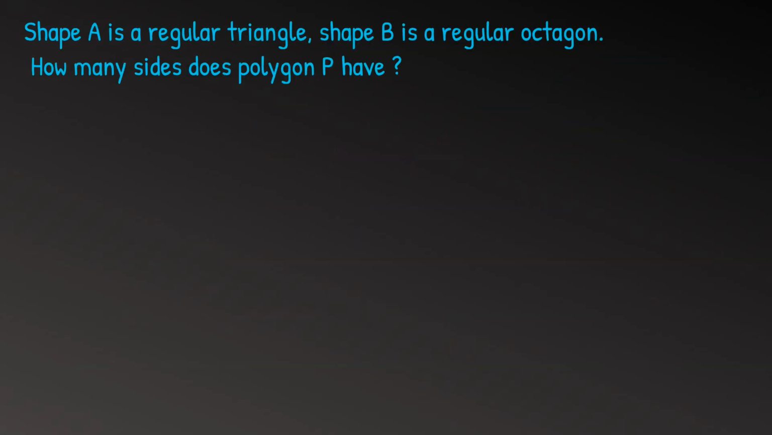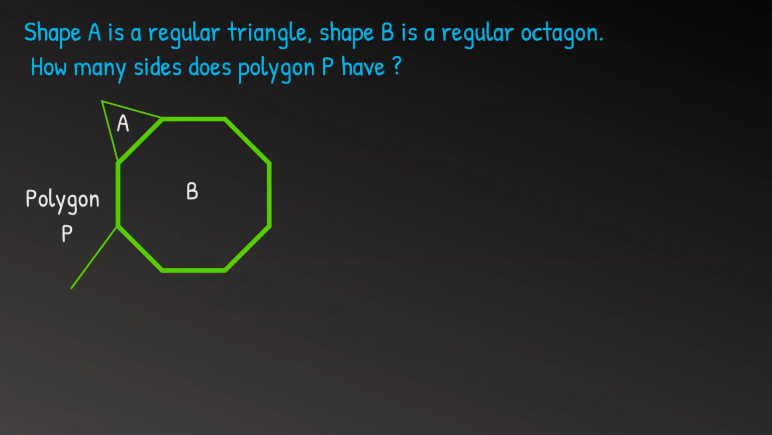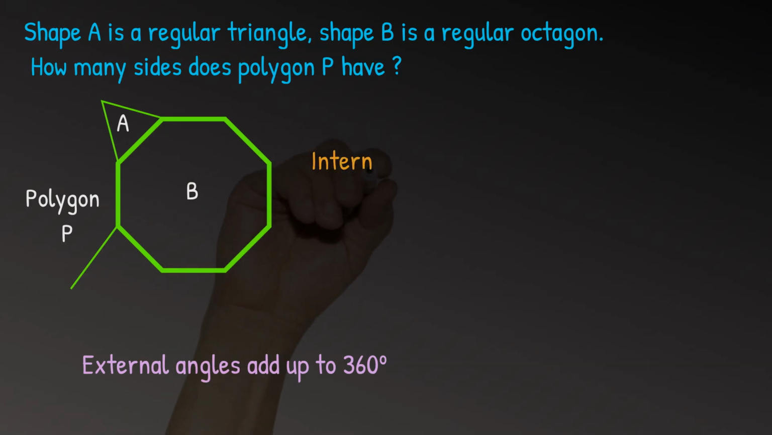Thanks. So in this question, we're asked how many sides does a polygon P have? Well, by now you're probably well aware that we're going to have to work out the external angle, because if we want to know how many sides a polygon has, we divide 360 by the size of the external angle, and that gives us the number of sides. And to work out the external angle, we're going to need the internal angle, because the external and the internal angle add up to 180.